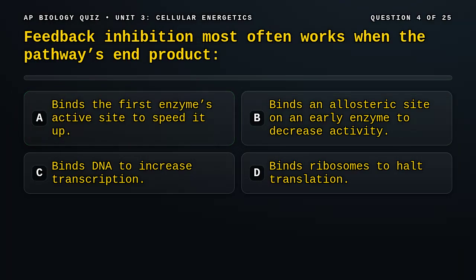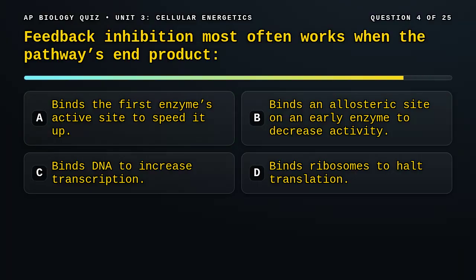Question 4. Feedback inhibition most often works when the pathway's end product: A, binds the active site of the first enzyme to speed it up. B, binds an allosteric site on an early enzyme and decreases its activity. C, binds to DNA to increase transcription. D, binds ribosomes to halt translation.